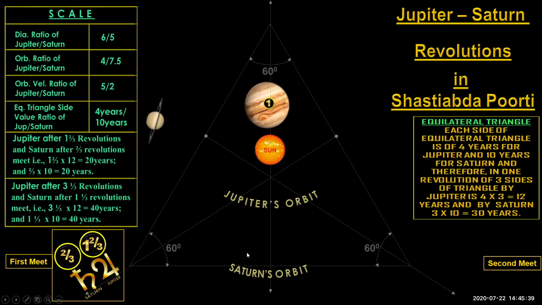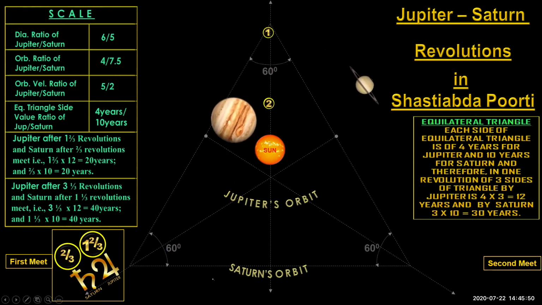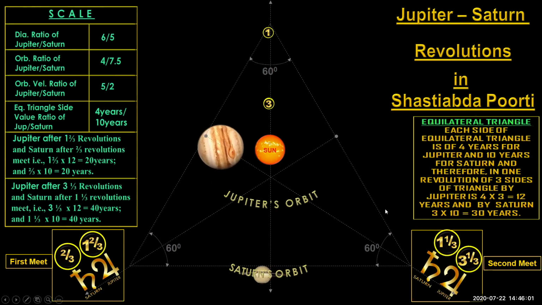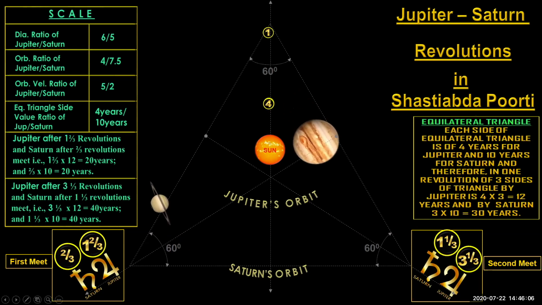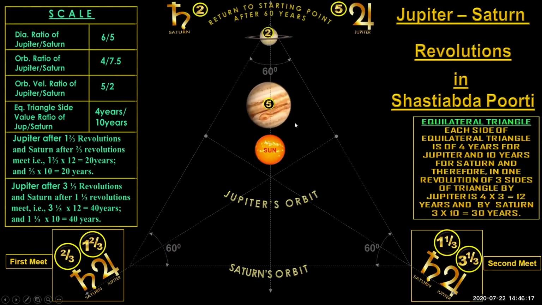Jupiter has completed two revolutions, and Saturn is coming to the end of the first revolution. So the third revolution of Jupiter is over. The fourth revolution of Jupiter is over. And Saturn is coming back to the completion of the second revolution, and Jupiter's fifth revolution. So they have come back to their original position after five revolutions of Jupiter and two revolutions of Saturn.